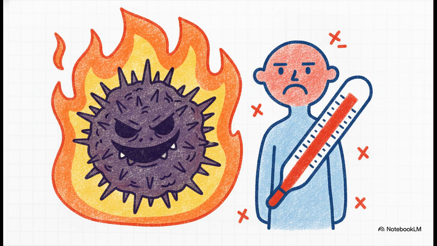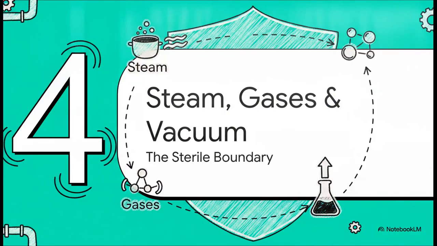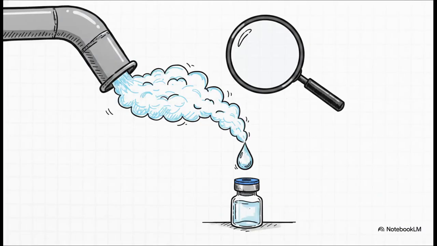Because you simply cannot reliably sterilize it away at the end of the line, you have to prevent its formation entirely at the source, and you do that by suppressing biofilm in your water systems. Let's shift over to Section 4, looking at steam, gases, and vacuum. Remember, any utility touching the product or product contact surfaces is officially part of your sterile boundary.